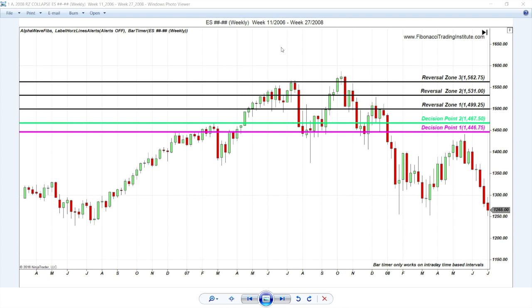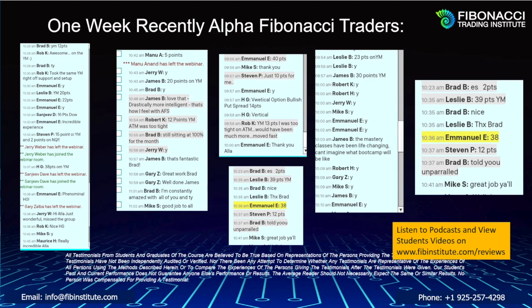What if you knew in advance? Minutes on day trading charts, hours on day trading charts, days, weeks, months and years on long-term charts, where price would reverse. Would you trade with much less stress? Would you trade with much more precision? This is how Alpha Fibonacci traders trade.